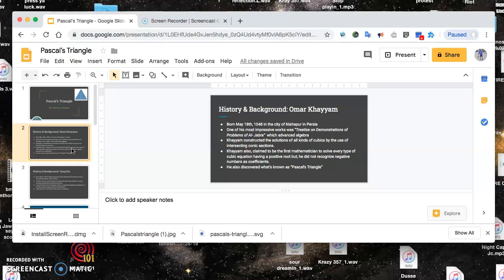Khayyam constructed the solutions of all kinds of cubics by the use of intersecting conic sections. Khayyam also claimed to be the first mathematician to solve every type of cubic equation having a positive root, but he did not recognize negative numbers as coefficients. He also discovered what's known as Pascal's triangle.